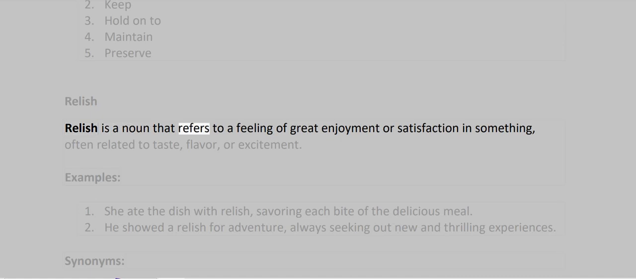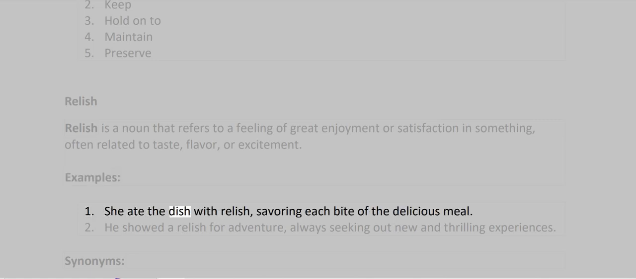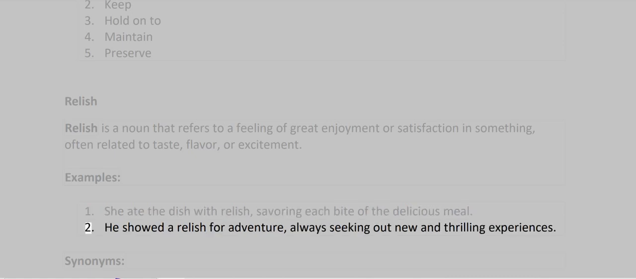Relish. Relish is a noun that refers to a feeling of great enjoyment or satisfaction in something, often related to taste, flavor, or excitement. Examples: 1. She ate the dish with relish, savoring each bite of the delicious meal. 2. He showed a relish for adventure, always seeking out new and thrilling experiences.